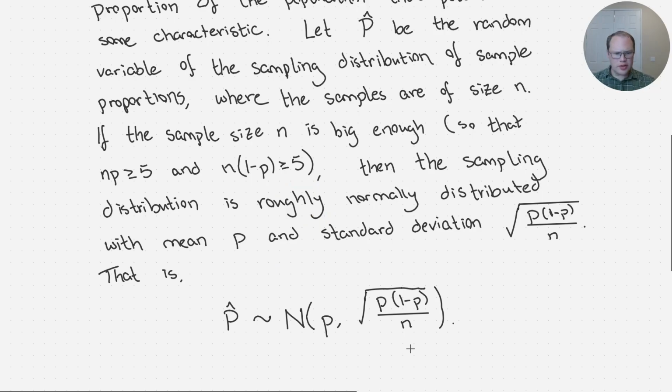Also, just like for the central limit theorem for means, to avoid confusion, we call the standard deviation of a sampling distribution the standard error. So we don't call this the standard deviation, even though it is one. To avoid confusion, we call this the standard error.